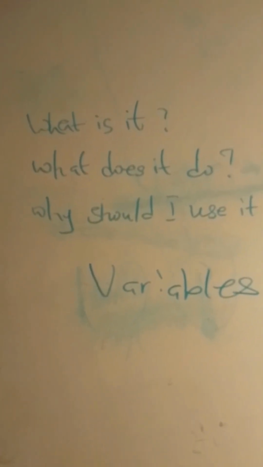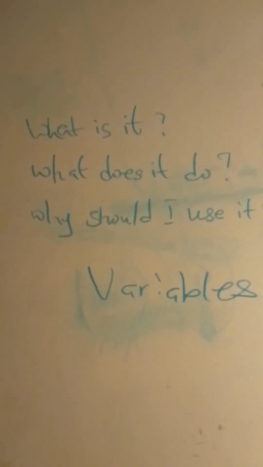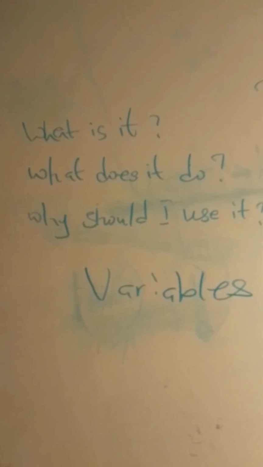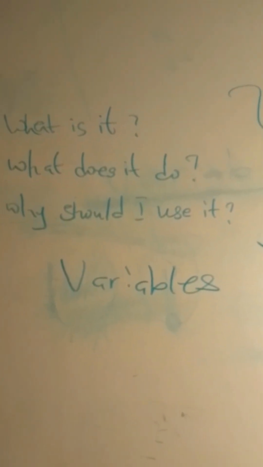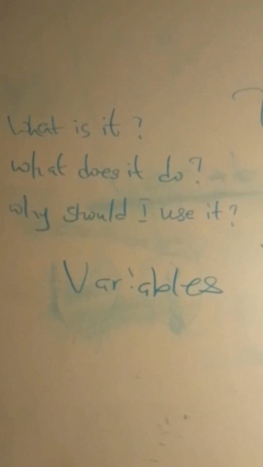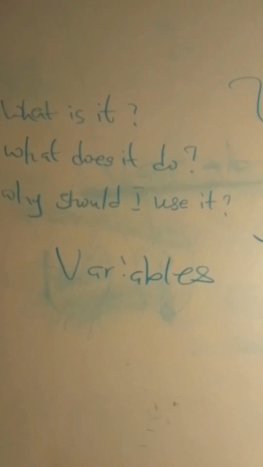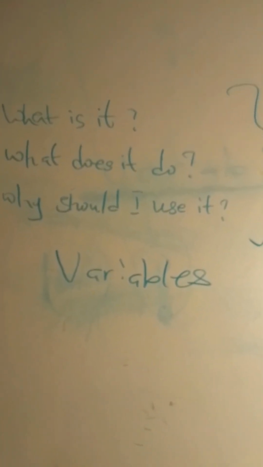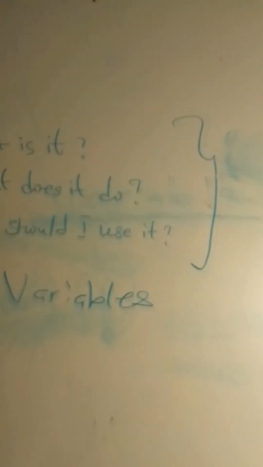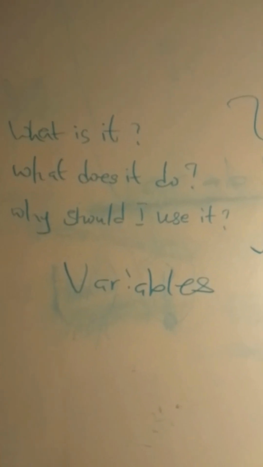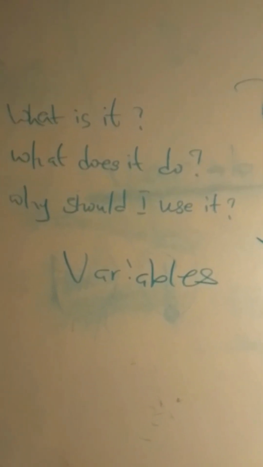Variables are one of the most useful concepts we need to understand in programming. If you really don't understand variables, it will be very difficult. But variables are very easy to understand, so don't worry. Okay, so let's continue. What is a variable? If somebody says variables, what does the person mean?